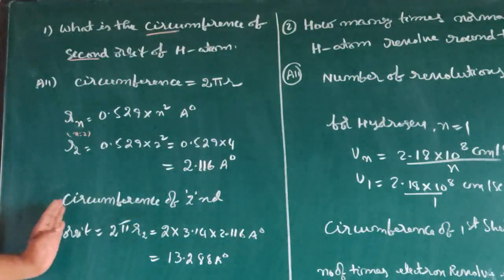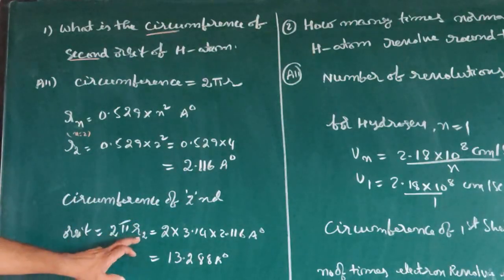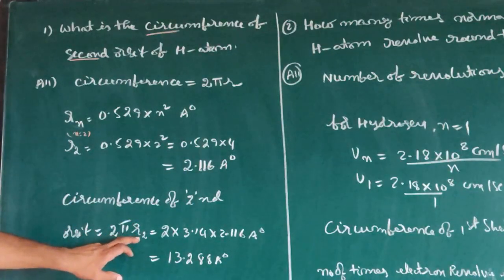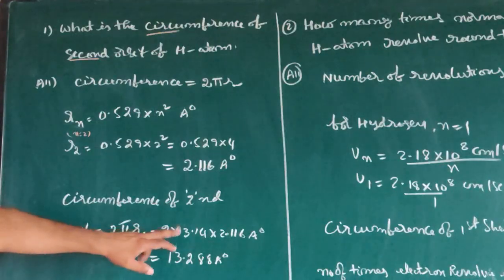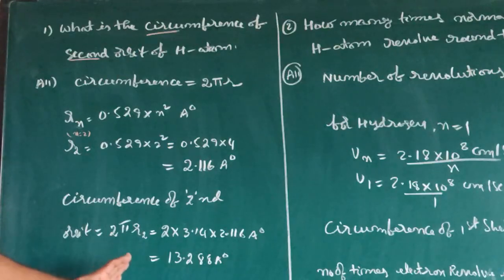Then the circumference of the second orbit is equal to 2 pi r2, where r2 represents the radius of the second orbit. So pi value 3.14. Finally, after calculation, we will get 13.288 angstroms. Okay, this is the circumference of the second orbit.